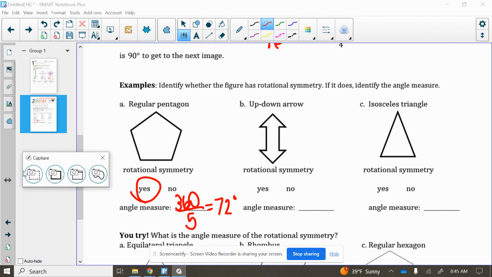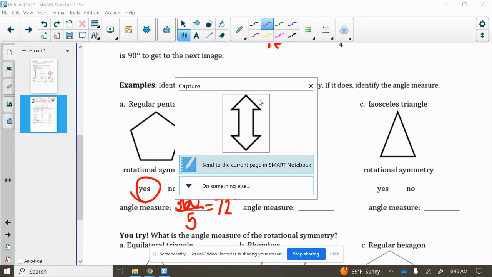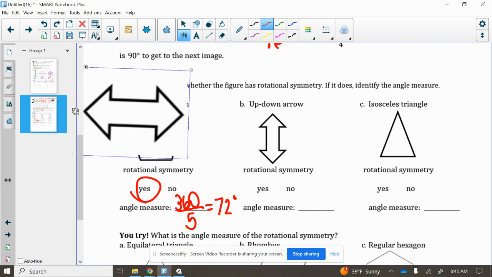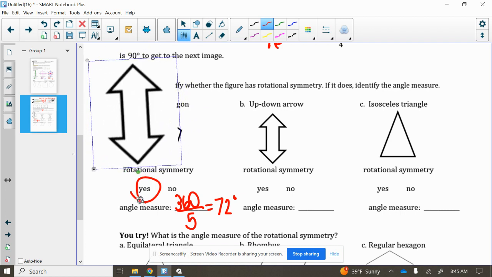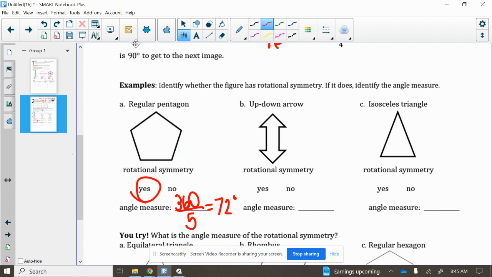Now the upside down, or the up and down arrow. We take this picture and if we rotate our paper, we could say, okay, if I turn it 90 degrees, it doesn't look the exact same, but when I turn it 180, it did look the exact same, and then back to 360, we see it. So 2 turns made it look like, at 2 points in 360 degrees, did it look the exact same. So we would say yes, and again 360 divided by 2, every 180 degrees we turned it, it looked like the original picture.